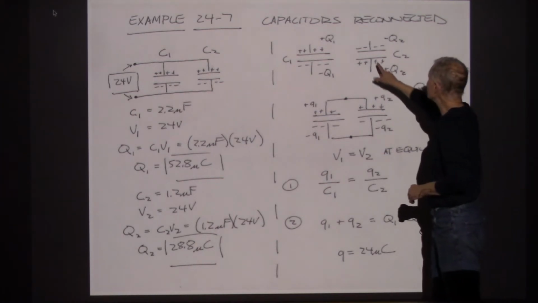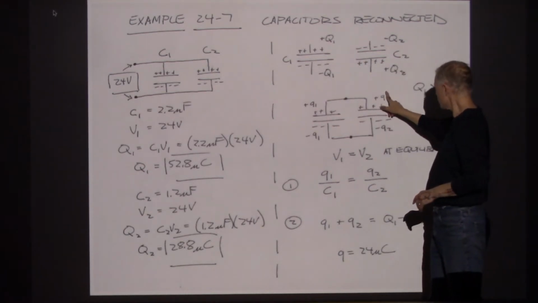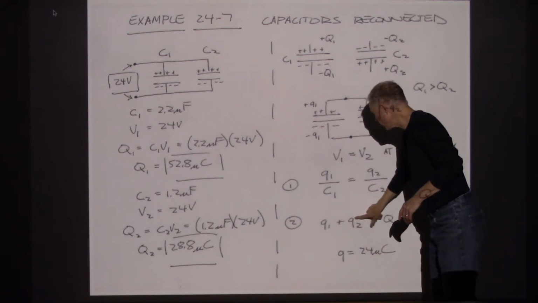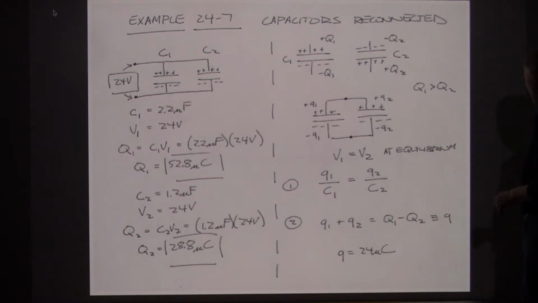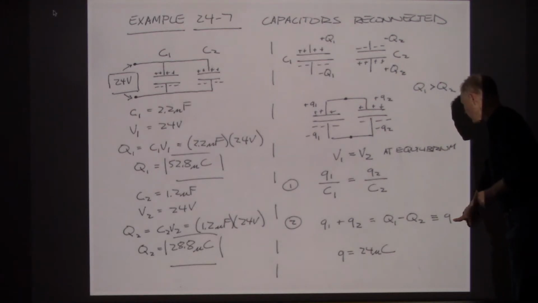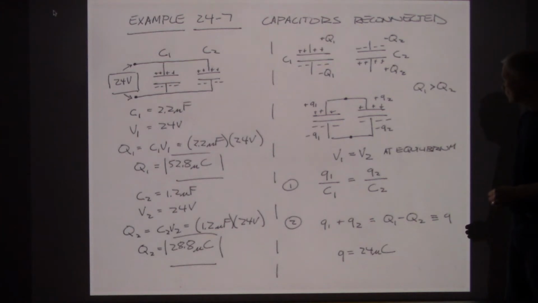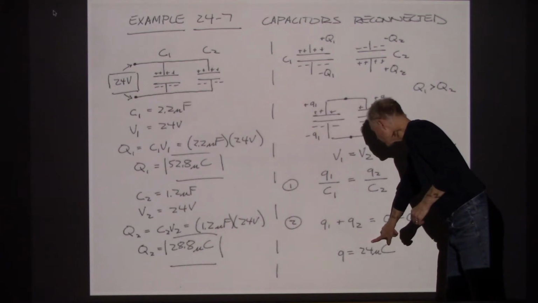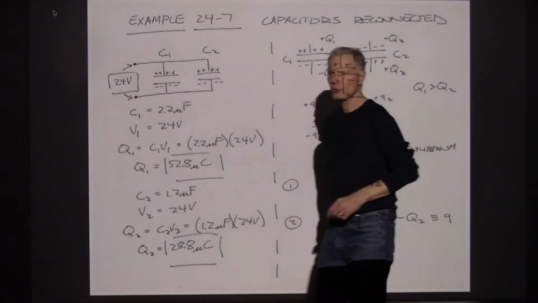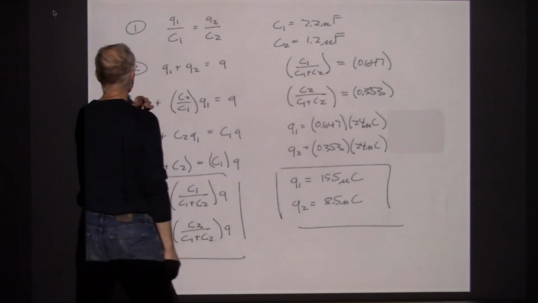Now what I can also write is that charge was conserved, meaning Q1 plus Q2, the combination of those two charges, has to equal Q1 minus Q2 from before, which I just called little q, and that's 24 microcoulombs. So I know Q1 plus Q2 have to add up to 24, but they also have to be in this ratio. Let's get those two formulas written down and see how we're going to combine those.